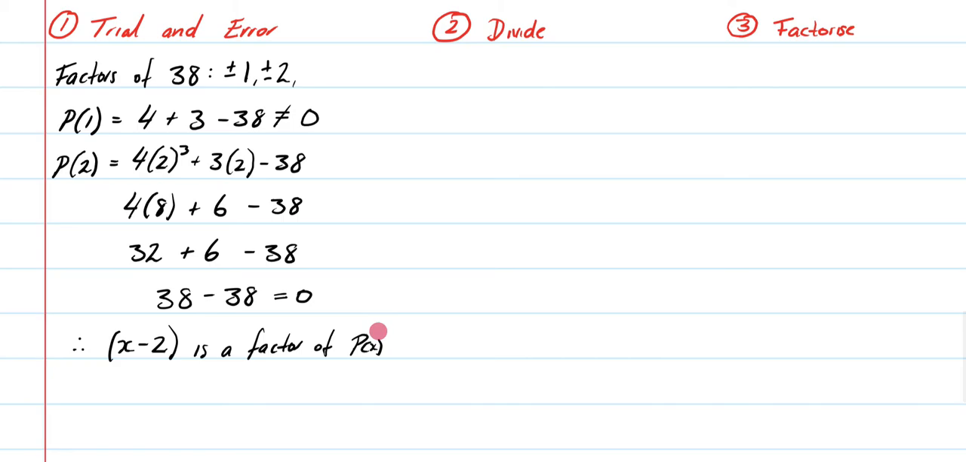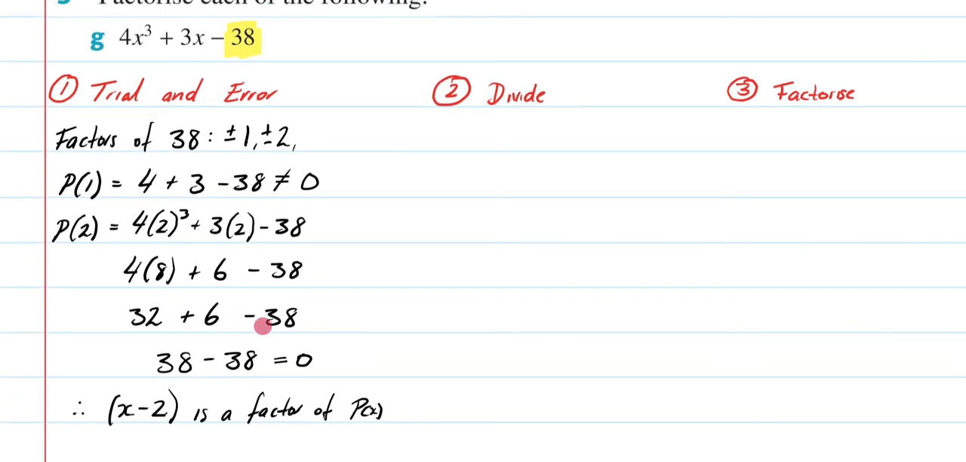Which is fantastic news, because now we can move on to our second step, which is dividing this by this. Now we're going to use synthetic division. You could use your traditional polynomial long division, but this is just a far quicker way. So because it's x minus 2, we put a 2 here. We then draw an upside down division sign, and we write down the coefficients of each of our terms here. So it's going to be 4. Now, as you can see, we've skipped x squared, so we need to put a 0 there. Then we've got 3. Then we've got negative 38.